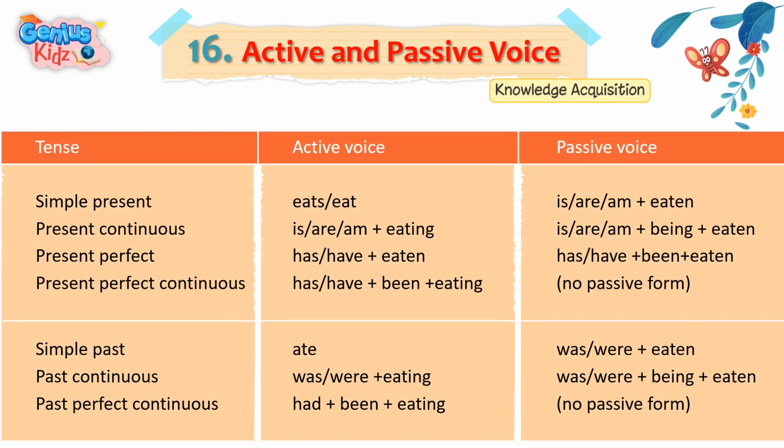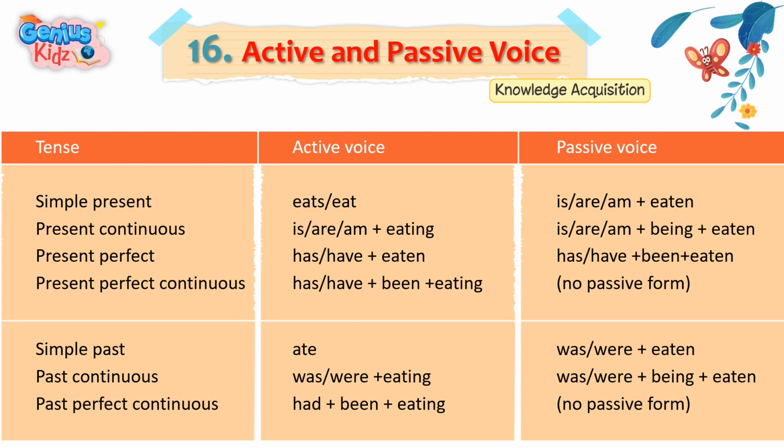Tense, active voice, passive voice. Simple present, present continuous, present perfect continuous. Eats, eat; is, are, am plus eating; has, have plus eaten; has, have plus been plus eating. Passive: is, are, am plus eaten; is, are, am plus being plus eaten; has, have plus been plus eaten; no passive form.